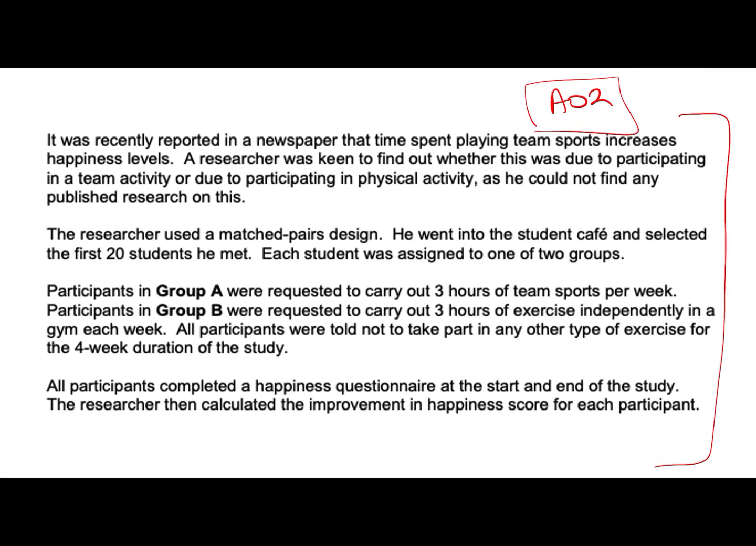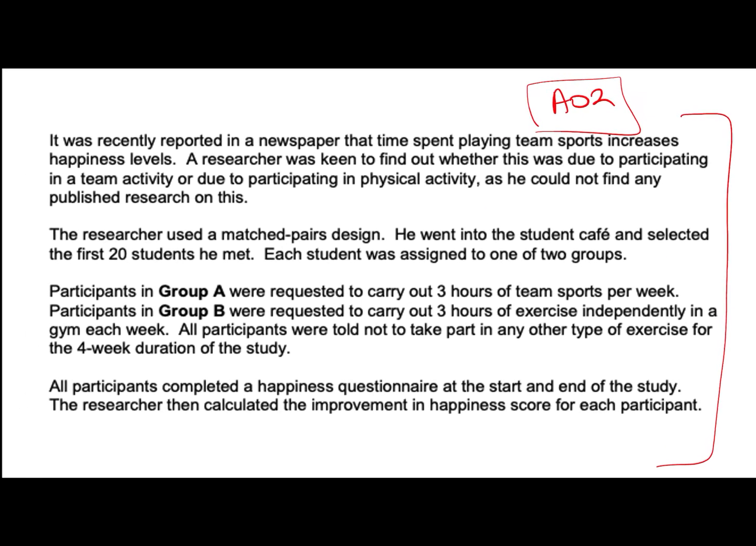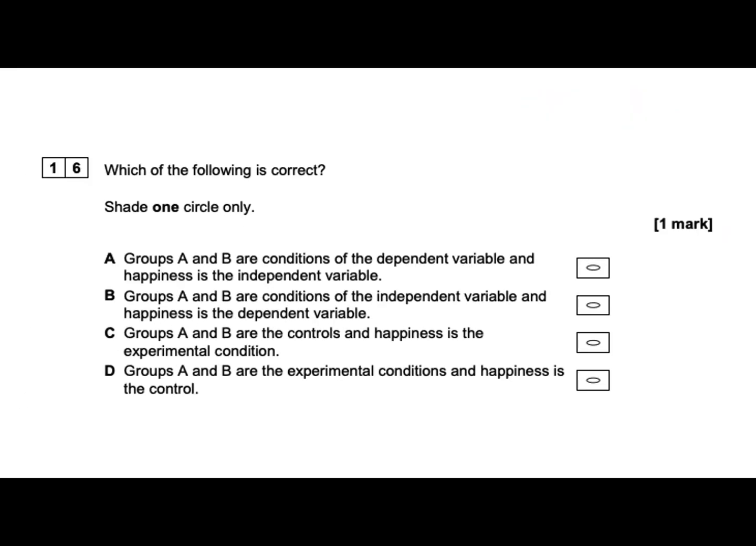Okay, so question number 16, which of the following is correct? Groups A and B are the conditions of the dependent variable. Nope. Groups A and B are the conditions of the independent variable, and happiness is the dependent variable. This is B, our correct answer here. Most of you, I think in fact all of you, got this one correct.